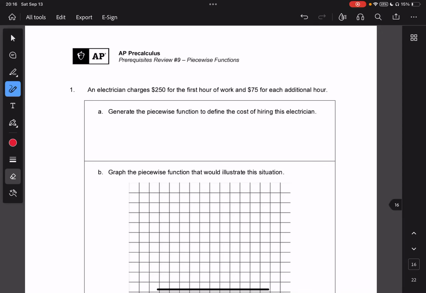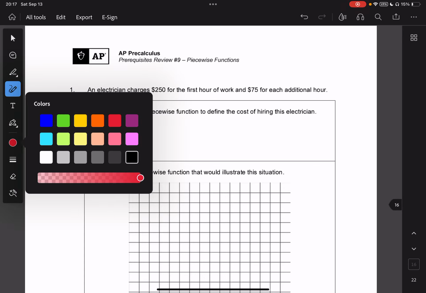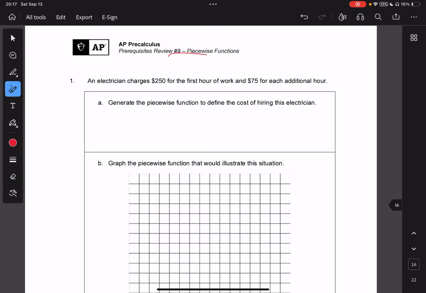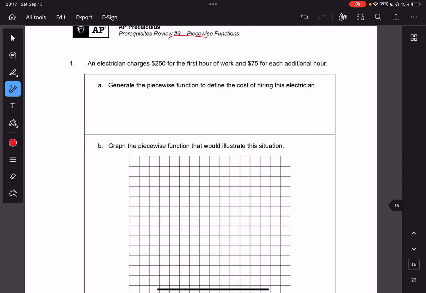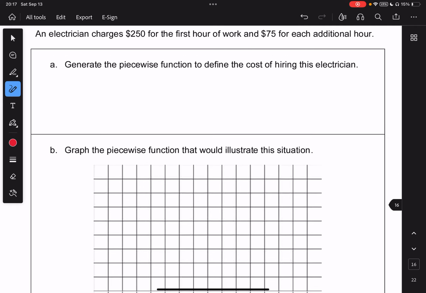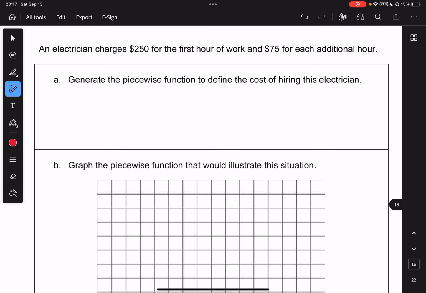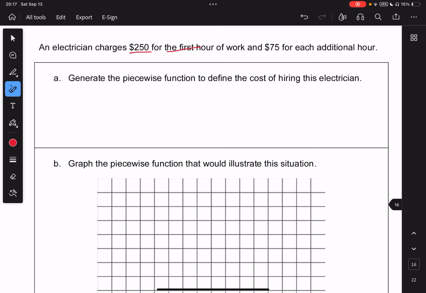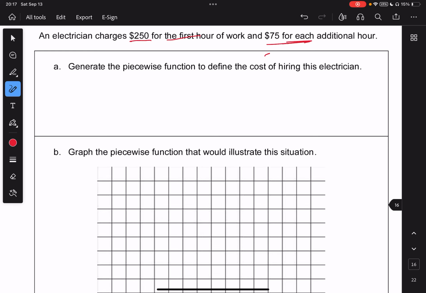Okay, so this is prerequisites number 9, and what we're doing are piecewise functions. So, what we're going to start with is question 1. An electrician charges $250 per hour for the first hour of work and $75 for each additional hour. So, $250 for the first hour and then $75 for each additional hour. So, we're going to generalize a piecewise function.